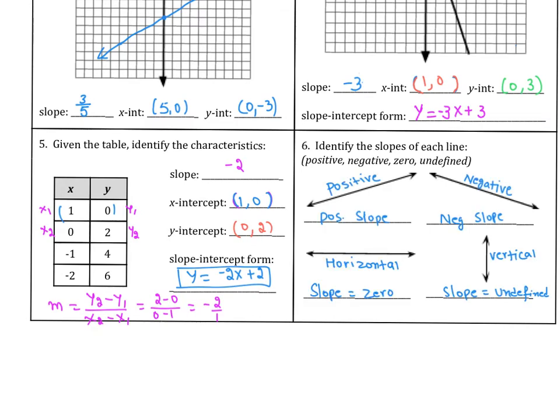For number 6, identify the slope of each line. For a line rising from left to right, the slope is positive. Falling, the slope is negative. A horizontal line means the slope is 0. And a vertical line means the slope is undefined.